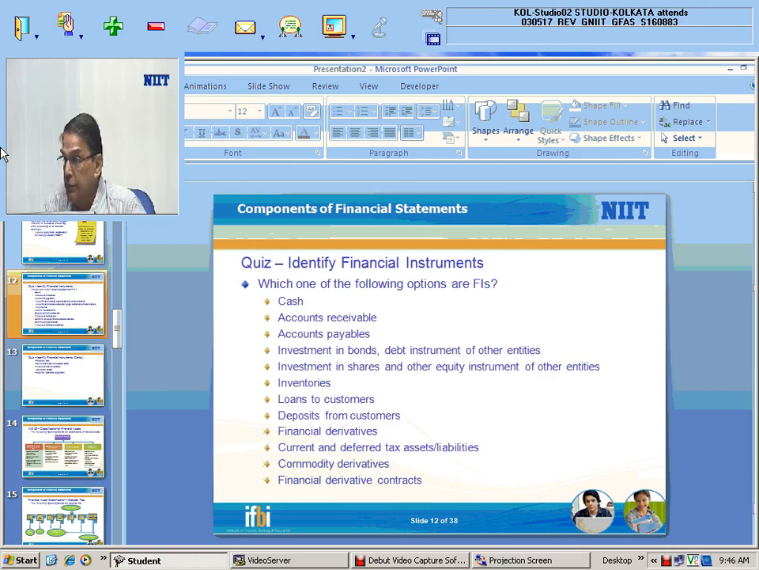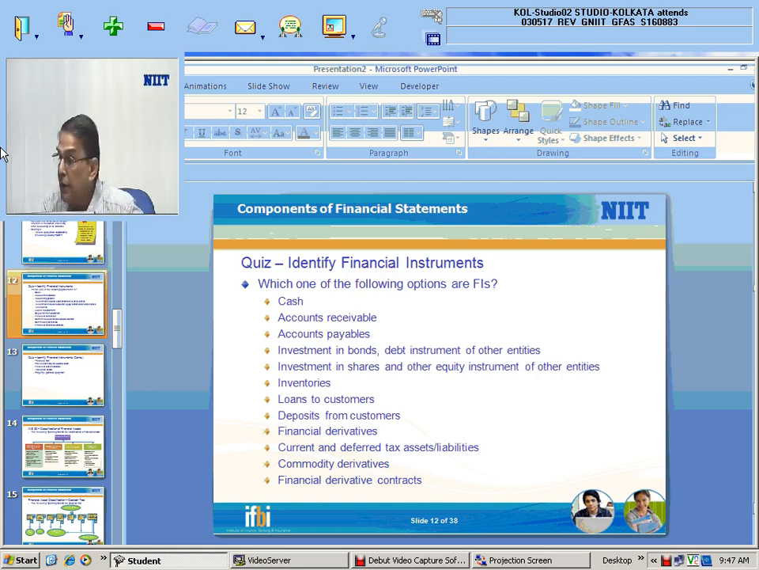Financial derivatives, are they financial instruments? Yes, they are financial instruments. But whether it's an asset or liability will depend on the nature of the financial derivative, whether the derivative has been sold or purchased. Whether the entity has purchased or sold the financial derivatives will decide whether it's a financial asset or financial liability. But yes, financial derivatives are financial instruments.